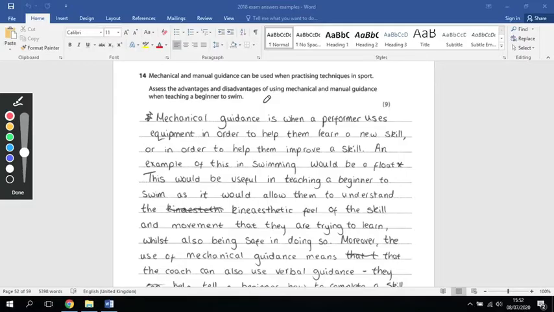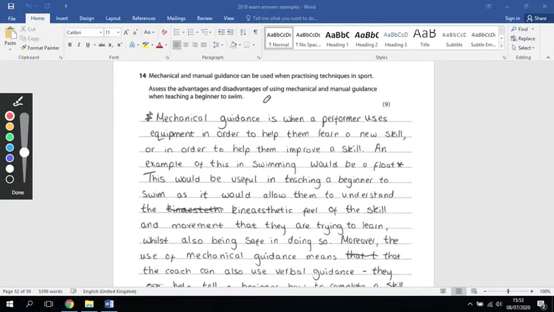So we need to break down 2 of them. It goes without saying, you need to try and divide up the amount of marks you're going to try and get. But overall, you're looking at manual guidance, mechanical guidance, and then obviously some sort of evaluation or conclusion to sum up at the end.